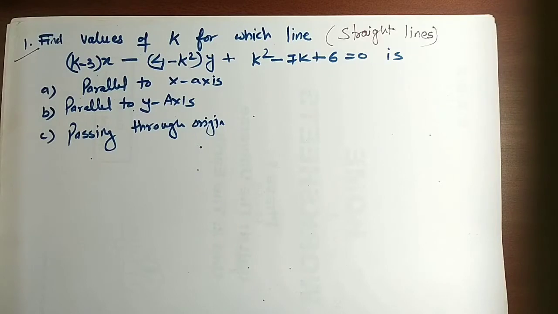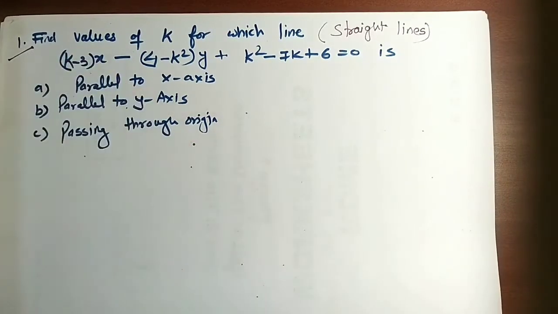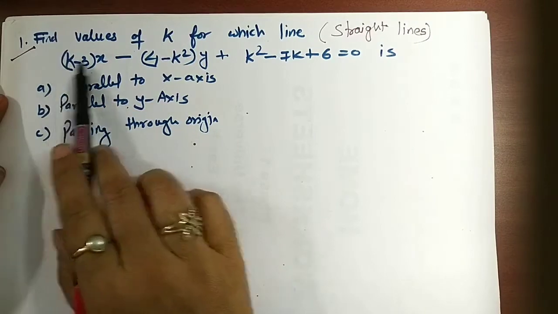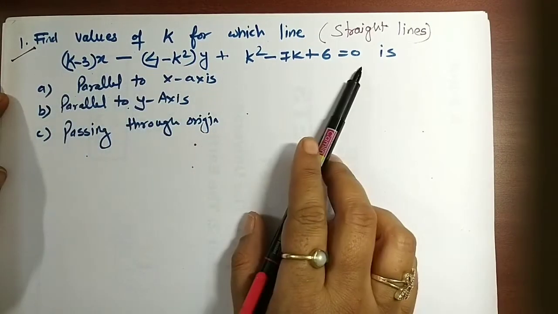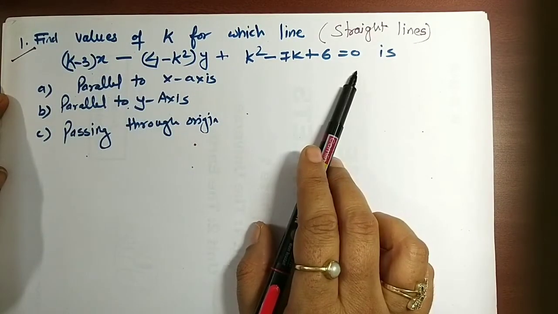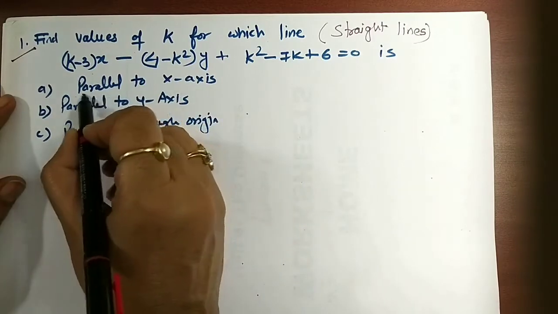Hey guys, today we will be solving question number 1 from miscellaneous exercise straight lines. Please make sure you have watched all the previous videos before you proceed with this one. Here is the question. Find the value of k for the given equation if it is parallel to x-axis.